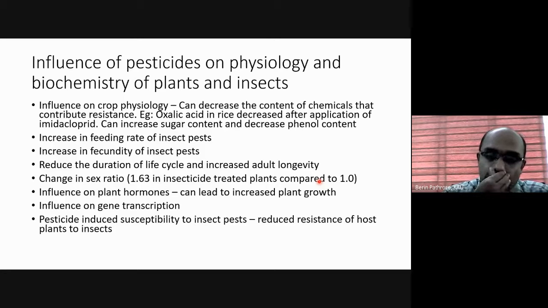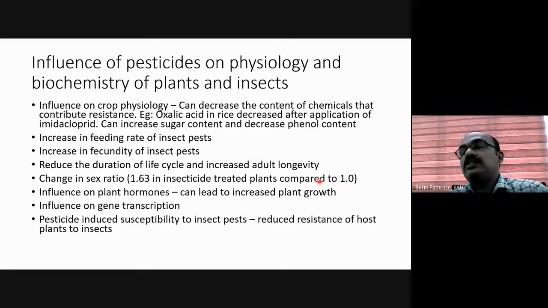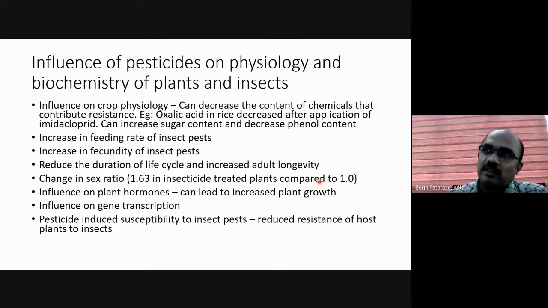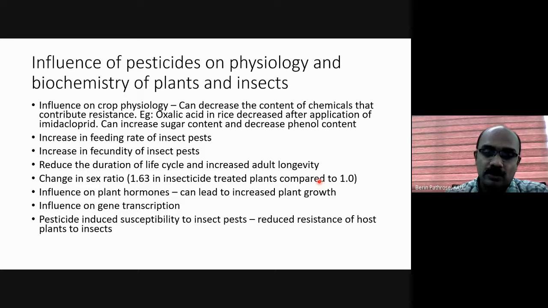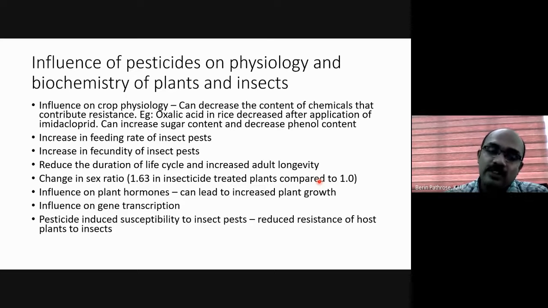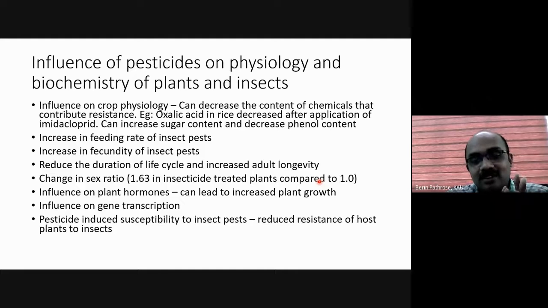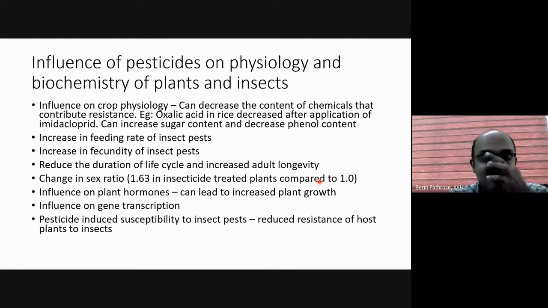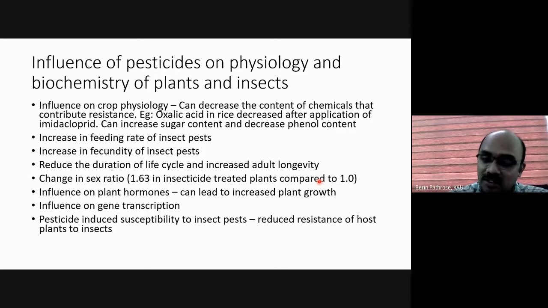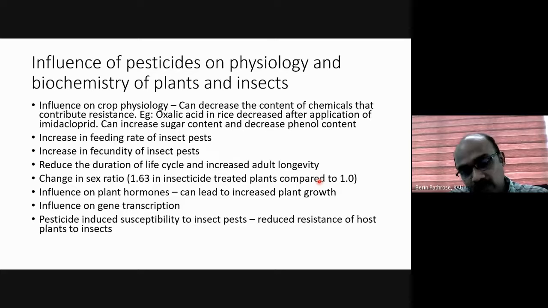Earlier, I thought, have you observed? I don't know whether you observed it or not. Earlier, mite population was not a major issue in vegetable crops. But nowadays, mites are a major issue even during rainy season. Usually, we consider rainy season as free of mite population. But nowadays, mite problem is very severe in several crops.